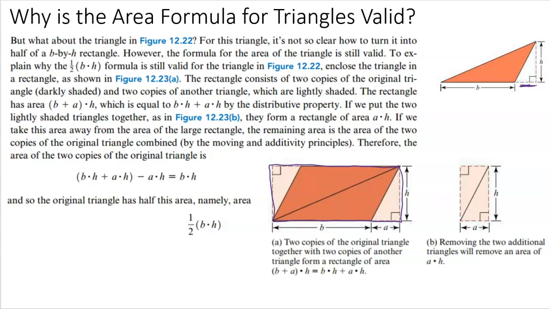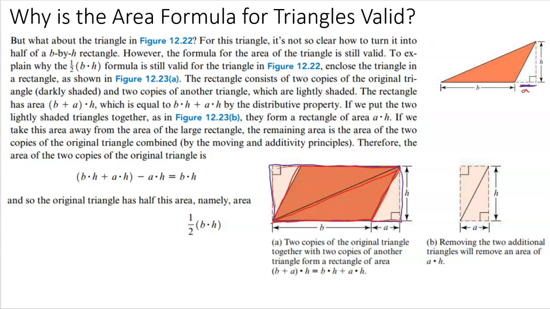Okay, so to explain, enclosed triangle. Now the rectangle consists of 2 copies of the original triangle. So here is our original triangle, and we've got 2 copies of it. 1, 2. And then we have 2 copies of another triangle, this little extra base height triangle, and those are lightly shaded. Now this whole rectangle has an area, and they named this little piece A.